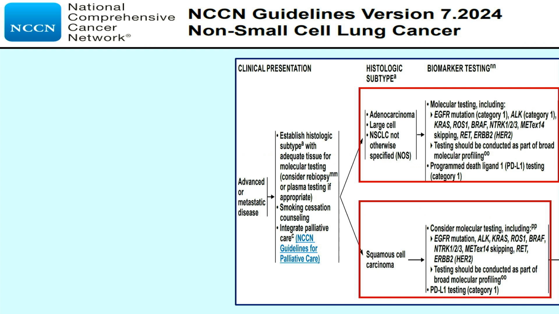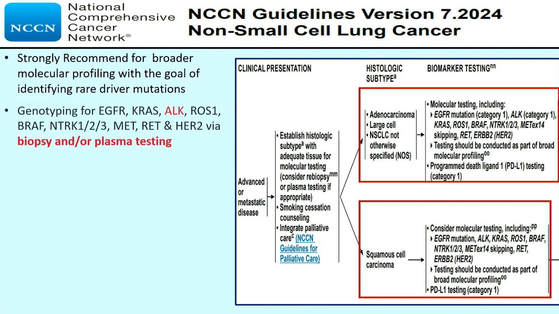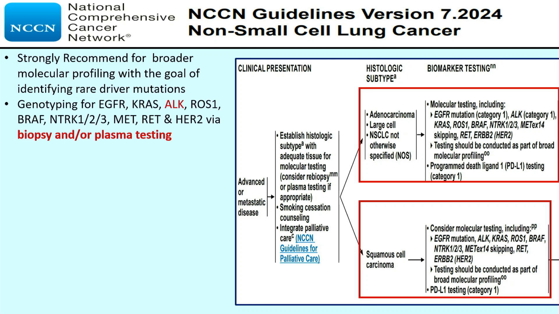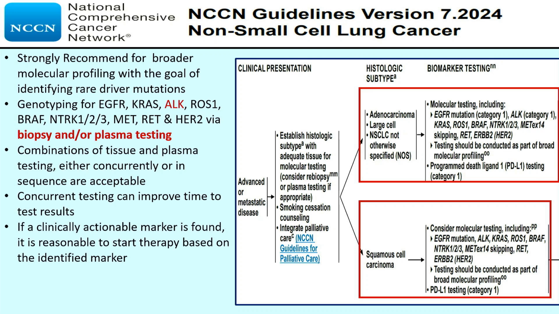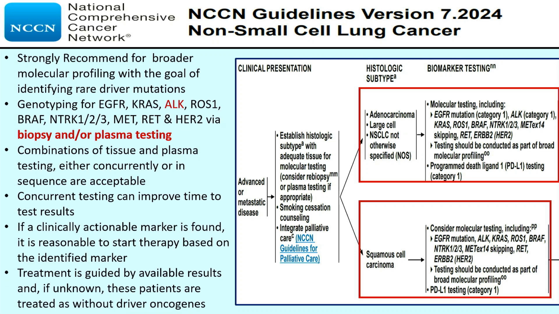This is a recommendation from the NCCN, as updated in 2024, where we can see broad panel NGS. This is the strong recommendation for broad panel testing, including ALK, and nowadays the recommendation is for biopsy plus plasma testing together to get better and earlier responses. Concurrent testing can improve turnaround time. If a clinically actionable marker is found in one study, then we can start our treatment on the basis of that. Treatment is guided by available results, and if unknown, the patient can be treated as without a driver oncogene mutation. Next slide, that would be my last slide.